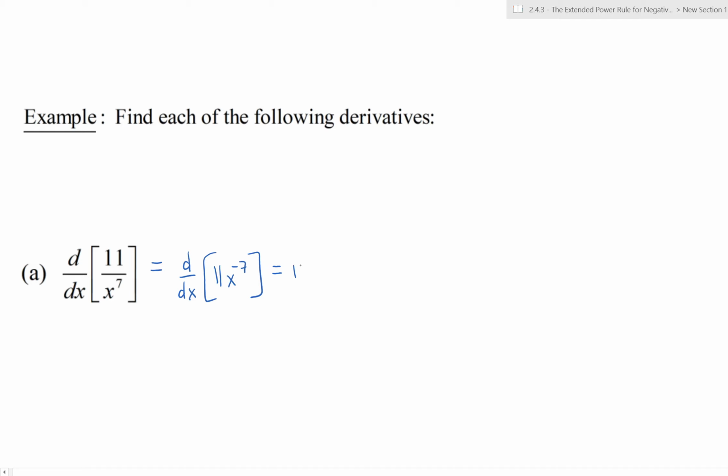So what do we get? 11 times, bring down the exponent, negative 7, times x to the negative 7, and then minus 1. And thus the derivative is negative 77 x to the negative 8th, or if you prefer, negative 77 over x to the 8th. And there you have it. It's just the extended power rule now.